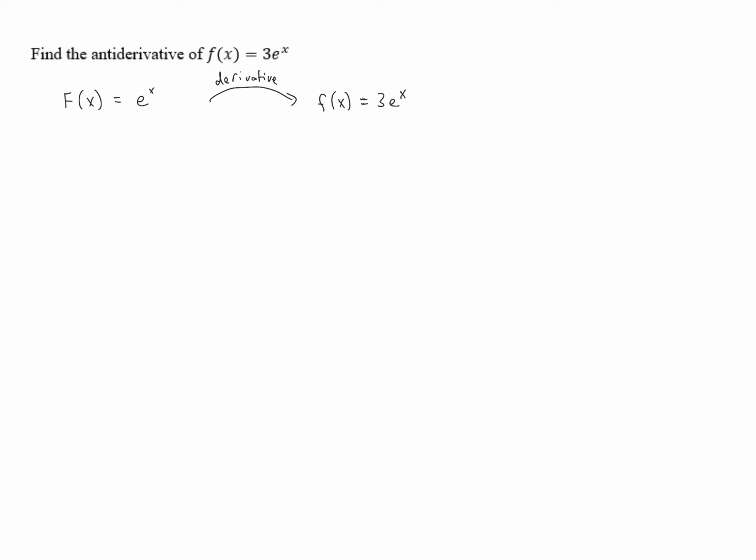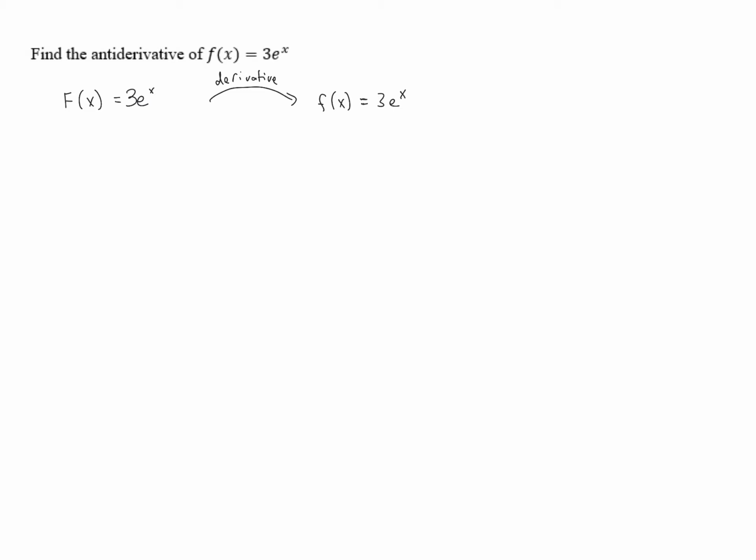We also need to multiply this by 3. And so we end up with 3 times e to the x. And when we differentiate 3 e to the x, the derivative of e to the x is e to the x, and that multiplier of 3 stays out front, so we get 3 e to the x.